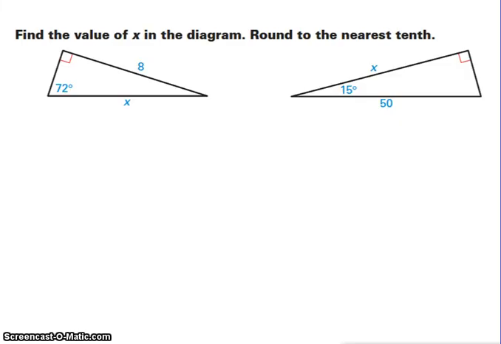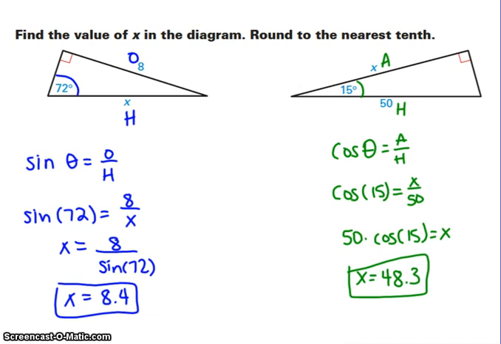Alright, why don't you try these two, pause the video, and then we can check our answers. Go ahead and take a minute, check your answers. On the first problem, you should have used sine because you are given the opposite side but looking for the hypotenuse. When x is down low, you divide them, you know. And here you were given adjacent and hypotenuse, so you need to use cosine. X is up high, so you're going to multiply, so it's 50 times the cosine of 15.